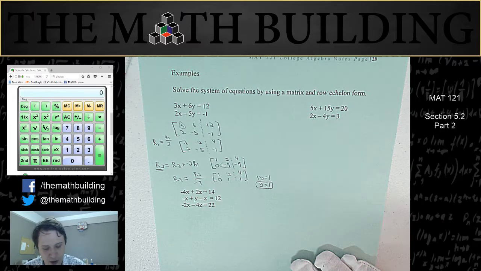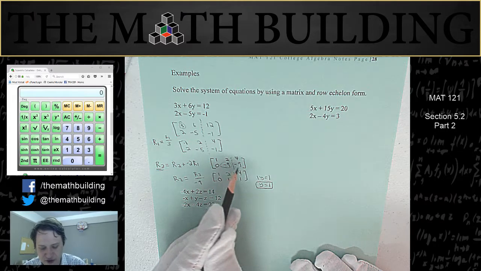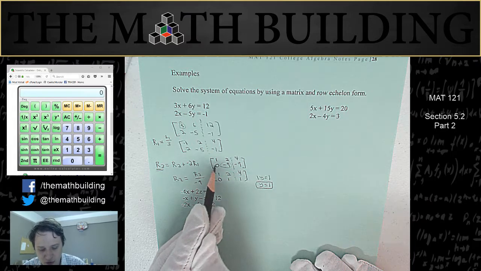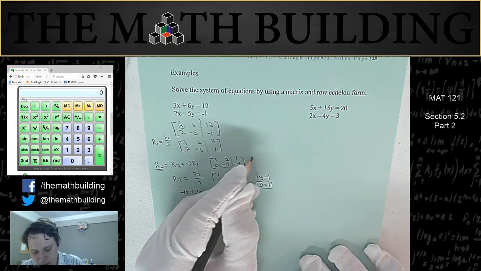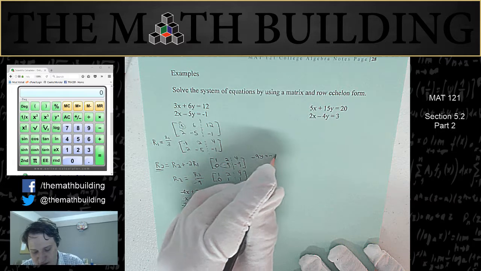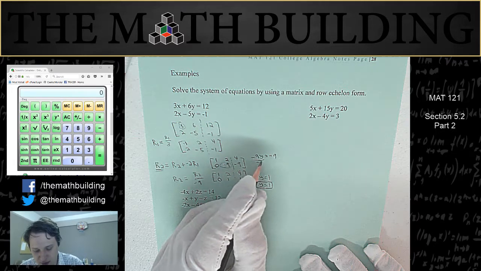Awesome, we just figured out what y is. Now, the reason I said you could skip that step is that if you just wrote this line as an equation, notice we have no x's, so it would be just -9y equals -9. Divide both sides by -9.